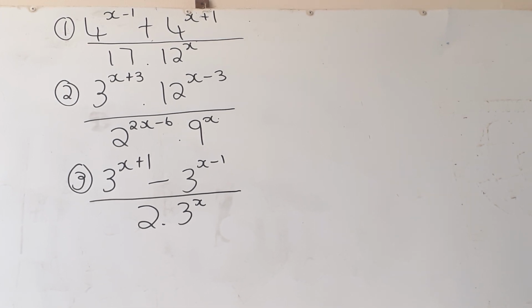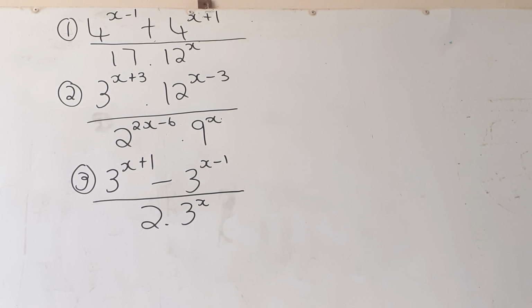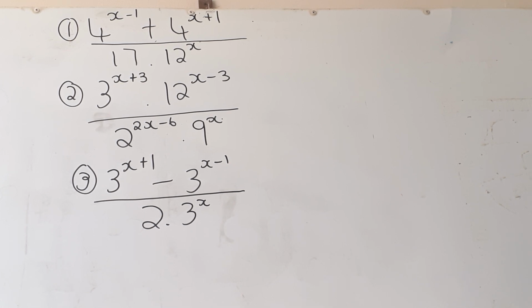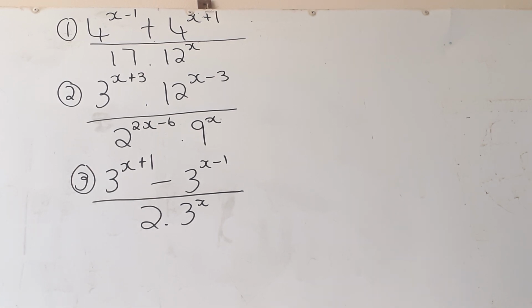So those terms are separate, and we have to factorize when we have addition and subtraction. But when we have a times or a division, there's no need to factorize. This is one term: 3 to the power of x plus 3 times 12 to the power of x minus 3. It's one term. We don't have to factorize it. So that is the difference.